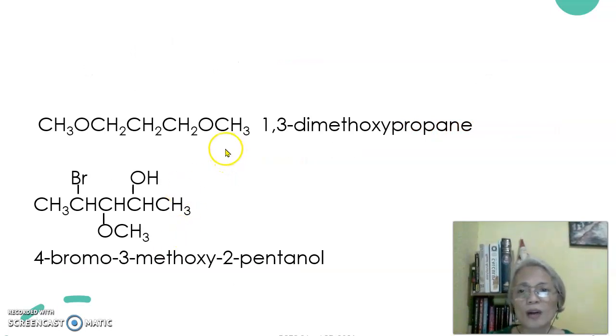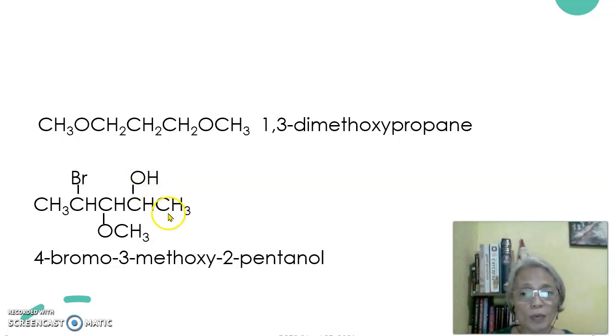And then we also have this 1, 2, 3. So we have a propane, but note that there are two methoxy groups on both ends. So we have a 1,3-dimethoxypropane. Here we have a 1, 2, 3, 4, 5. So we have a pentane, but there is an OH group. So this is considered to be an alcohol, or a pentanol.